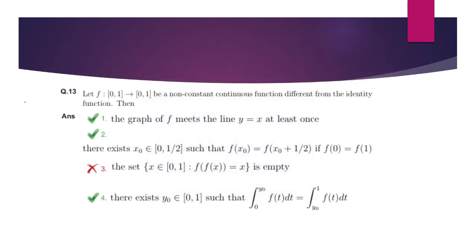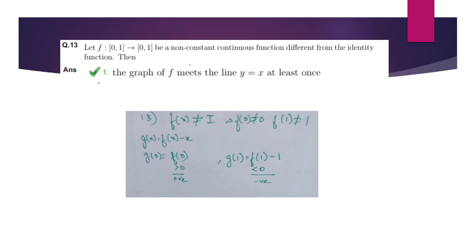Question number 13. f maps from [0,1] to [0,1]. It's a continuous function different from the identity function. So f is not an identity function. What is an identity function? Which means that f of 0 is not equal to 0 and f of 1 is not equal to 1. This is said, this is not an identity function. So again, I've written over here, it's not an identity function, and hence it is this.